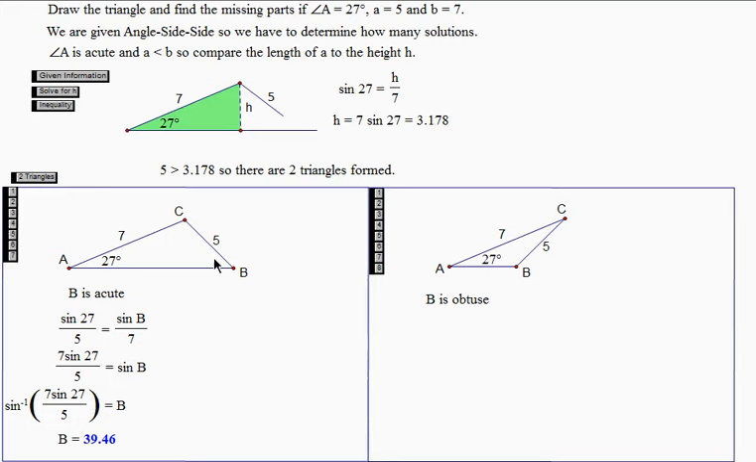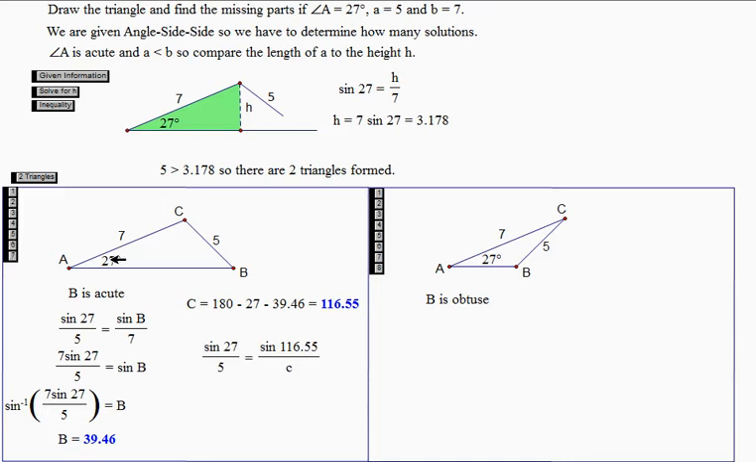So this angle right here will be 39.46. We need to find angle C. Well, these add up to 180 degrees, so 180 minus the 27 minus the 39.46 gives us angle C to be 116.55. And then the last thing that we need to do is find this side here, which is side C. We can do law of sines again.